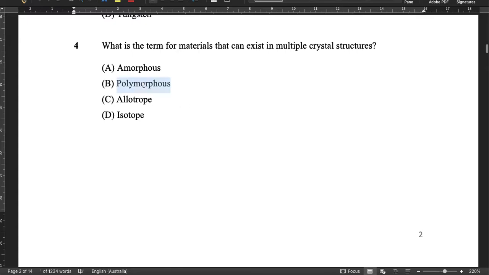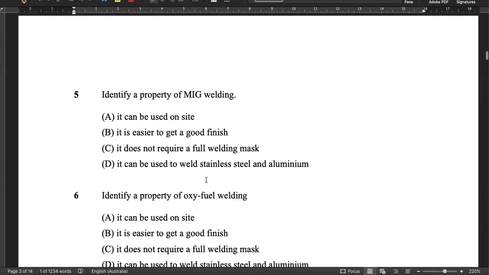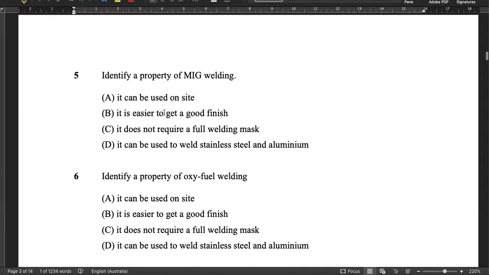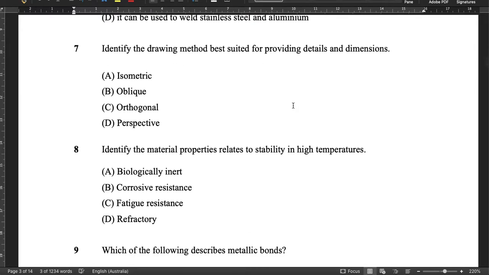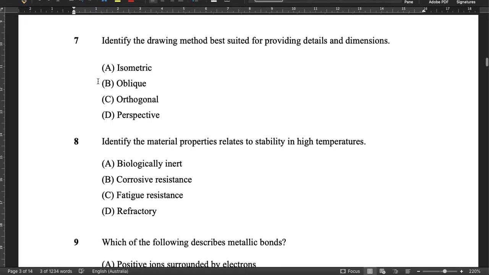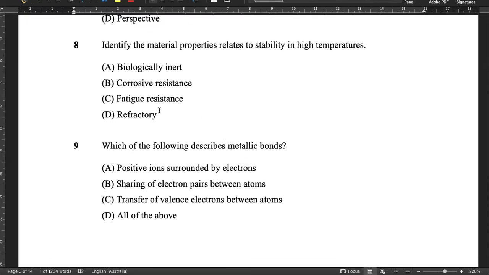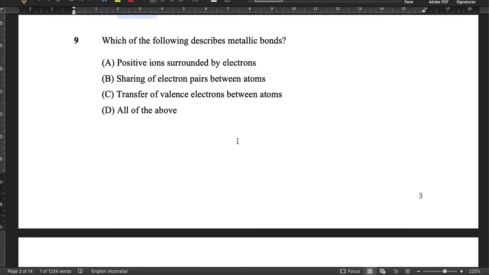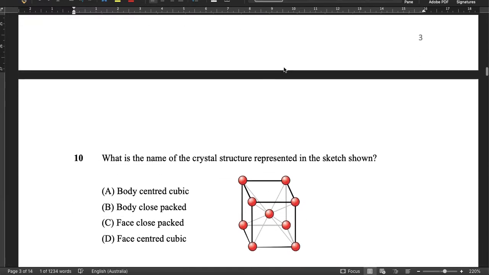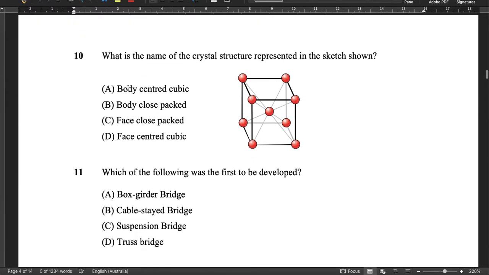Multiple crystals is polymorphous. MIG is easy to get a good finish. Oxy-fuel, it does not require a full welding mask. Identify dimensions. Generally, we dimension orthogonal drawings. A refractory material is stable at high temperatures. Metallic bonds, positive ions surrounded by electrons. This is a body-centered cubic.